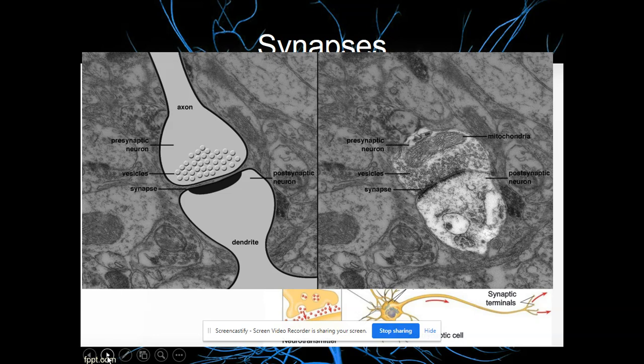So here's that picture one more time, just zoomed in super close. You can see that big, beautiful mitochondria. That cell needs lots of energy to make all those neurotransmitters. Neurotransmitters are filling all those vesicles here. And then the vesicles will release the neurotransmitters into the synapse, that gap between the two cells. The neurotransmitter chemicals will bind to the receptors on the membrane of the postsynaptic neuron, and things will happen.